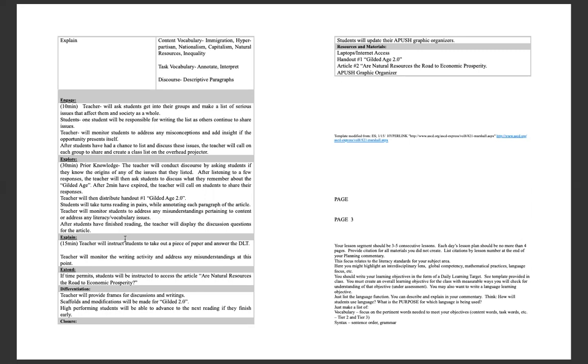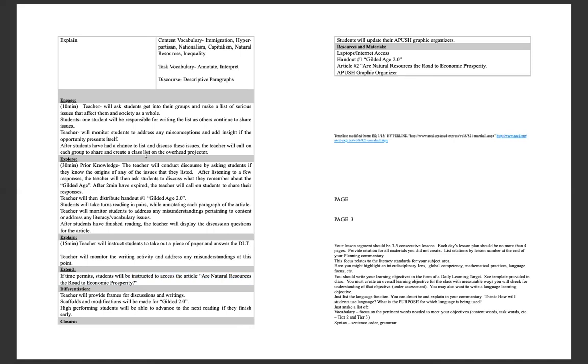So there's all the typical addressing of misunderstandings and the differentiation, which actually gives students who are accelerated a chance to read another article, which is geared towards the environmental literacy that we were talking about. The article is called Our Natural Resources, The Road to Academic Prosperity. And the article stipulates that they are not. So it's a telling article that kids at the high school level would be able to gain a lot of information about.